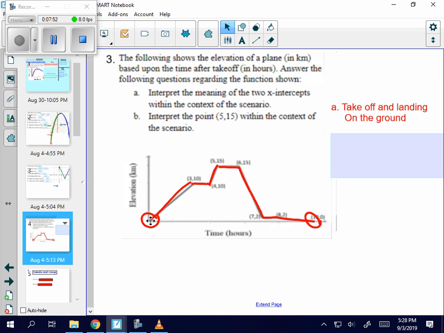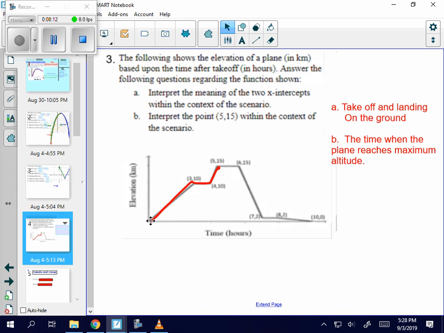B, interpret the point (5, 15). That is this point right here. And what's going on there? Well, that's the point when we reached our maximum height. We're going to level off after that. We never go higher again. So that's the time when the plane reaches its maximum altitude.